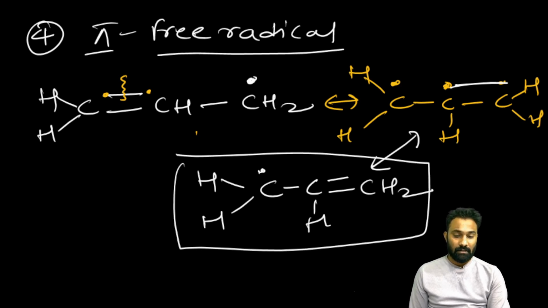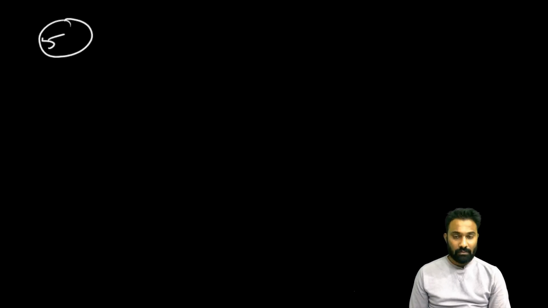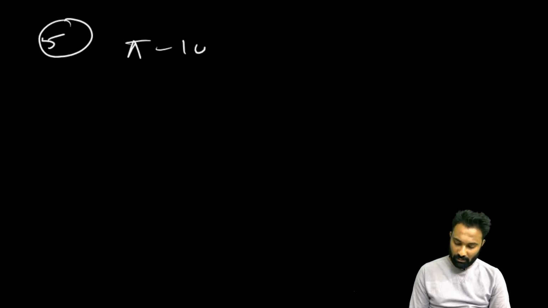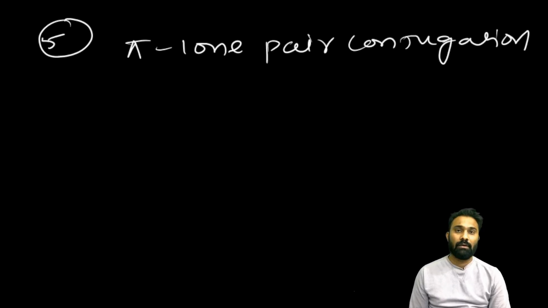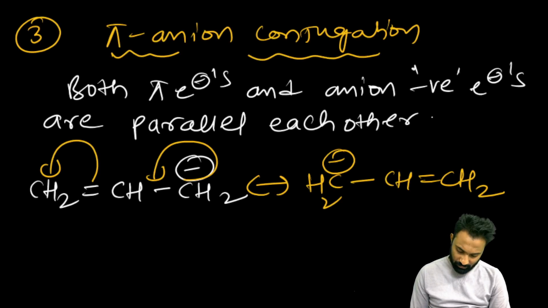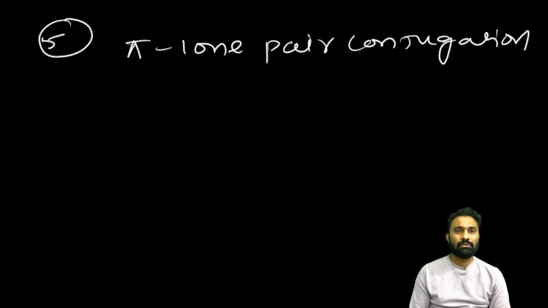Clear? Done? Now next, the fifth type, we have pi and lone pair conjugation. Pi and the lone pair conjugation, and the pi and the anion. Here we have seen, right? Pi and the anion and the pi and the lone pair. Lone pair and negative charge are almost the same. Clear? That lone pair also contains two electrons. A negative charge also contains two electrons. Done? Here how will it happen?